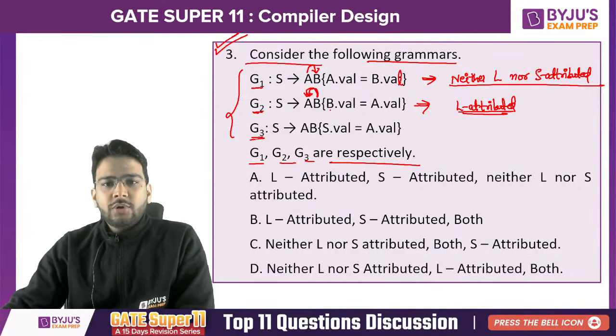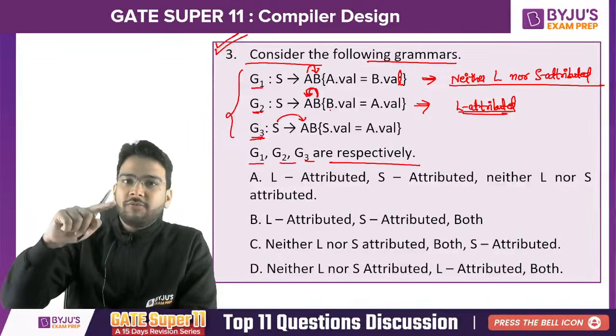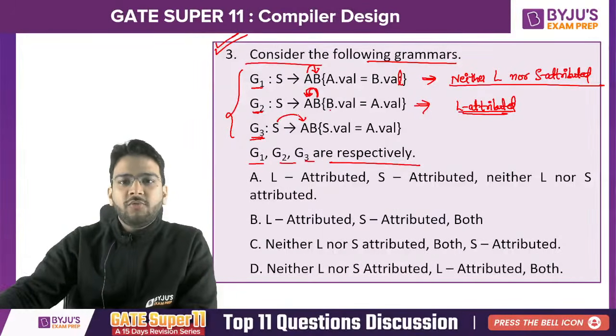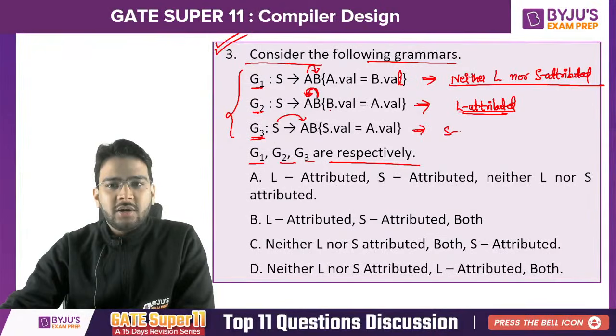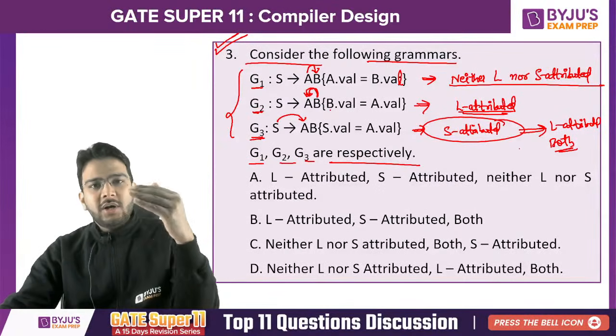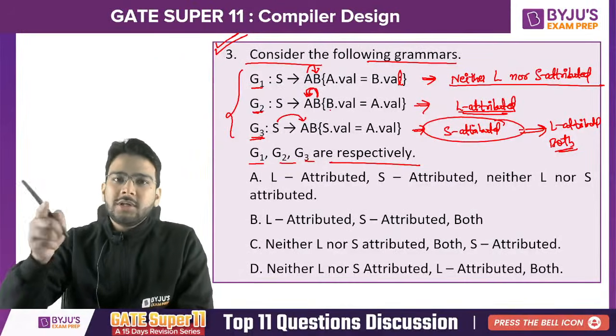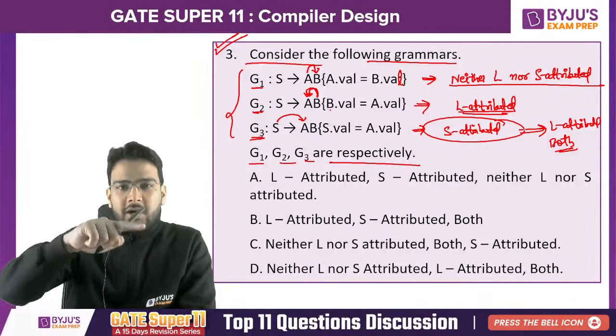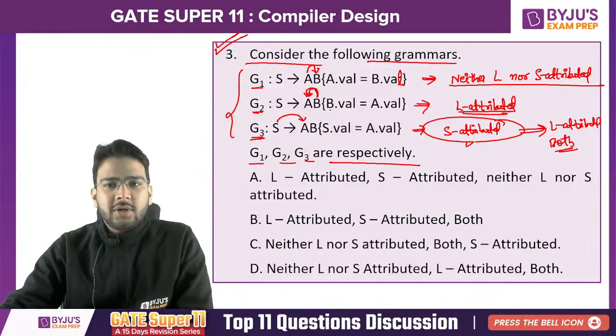Now, if we talk about G3, here S is taking the value from A. S is taking the value from A. That means it is taking the value from its children. If it is taking the value from its children, definitely it is S attributed. And if it is S attributed, we can say it is L attributed as well. That means it is both. Yes or no? It is both, because S attributed is subset of L attributed. Why? Because in case of L attributed also, it is allowed that parent can take the value from its children, right? So it is S attributed, that's why it is L attributed as well.